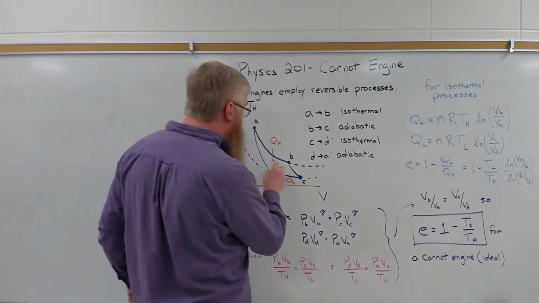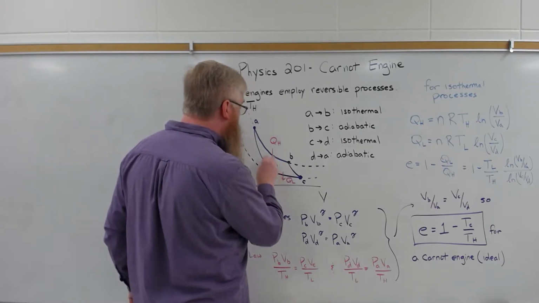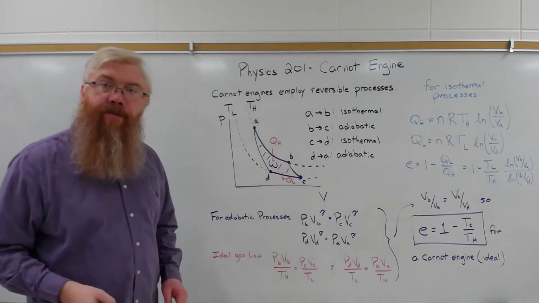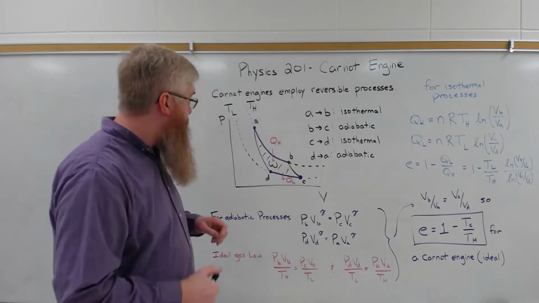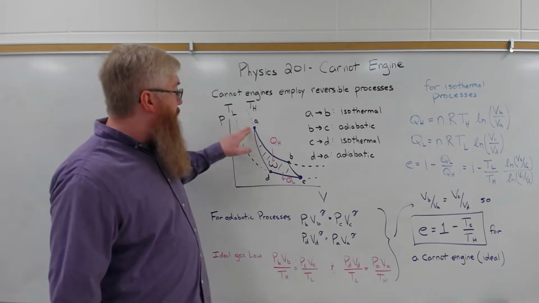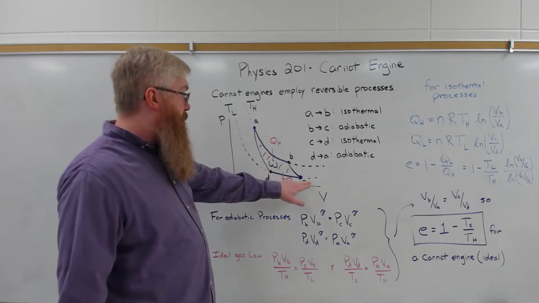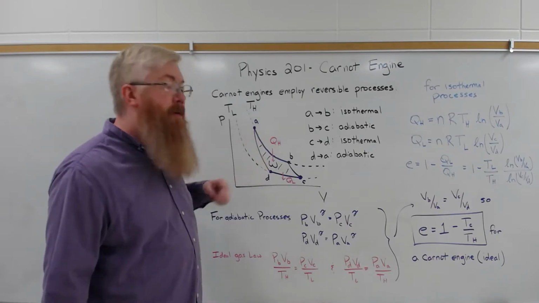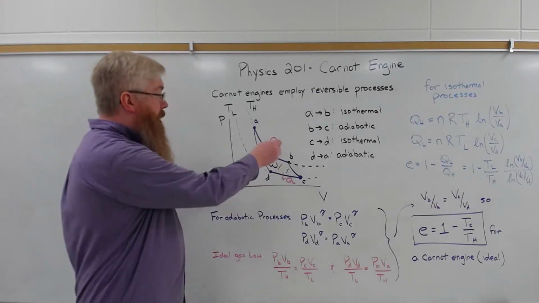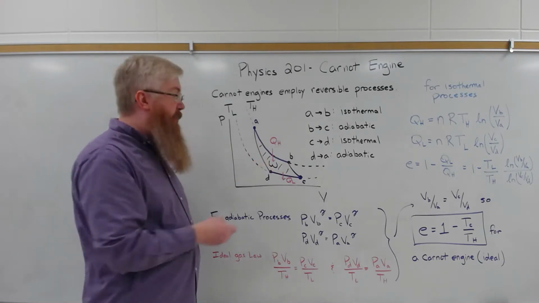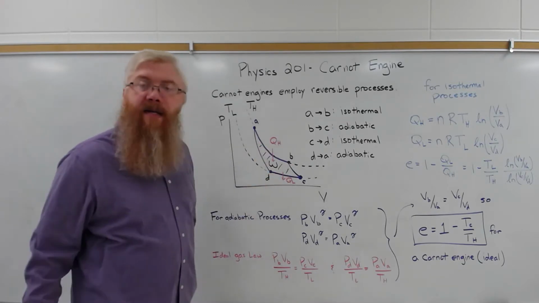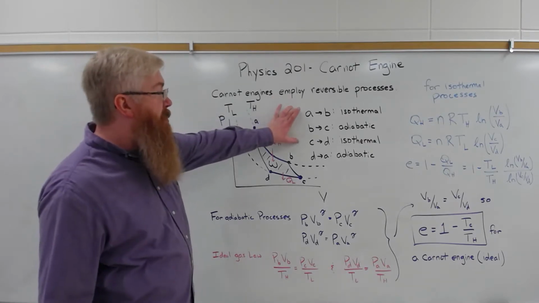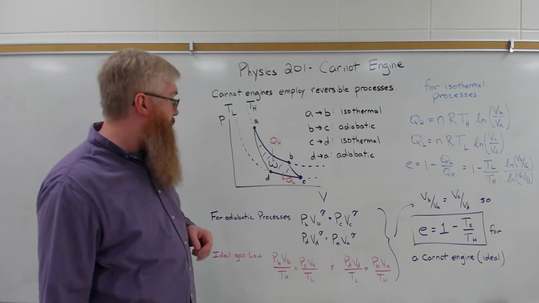So the area inside this diagram is the work done by the engine. Integrate this from A to B and then subtract the integral from C to D. So that gives you the work done by this engine. Heat from the hot reservoir enters the system, heat leaves the system, dumped into the cold reservoir. So again, we have two isothermal processes and two adiabatic processes.